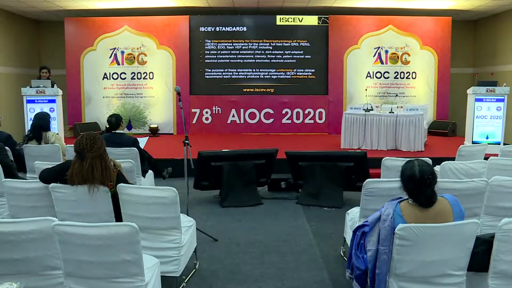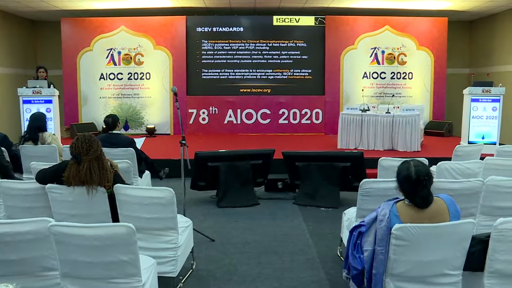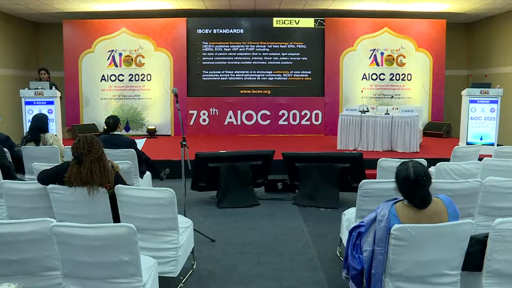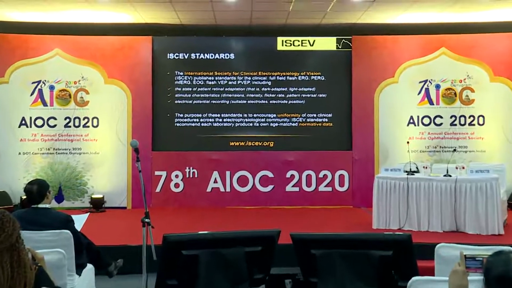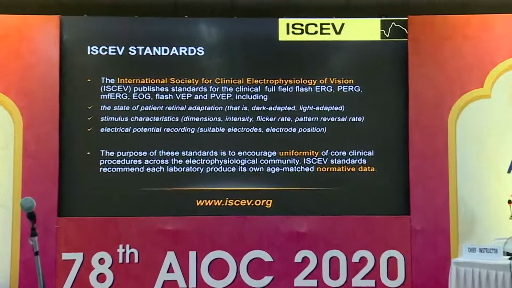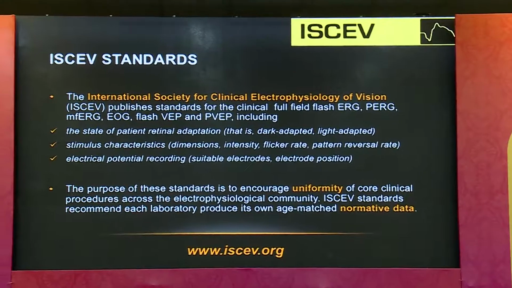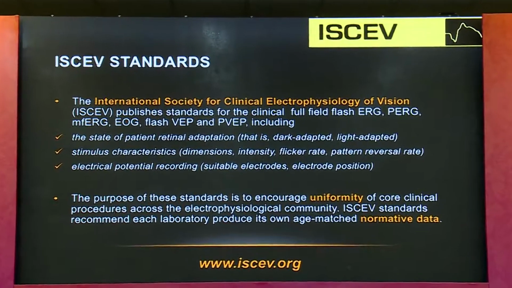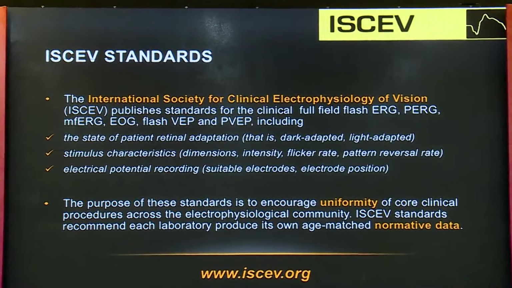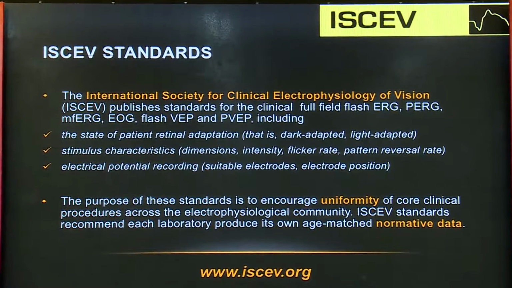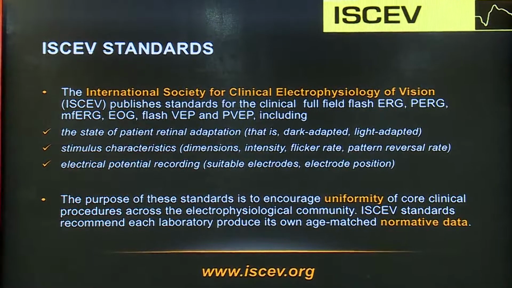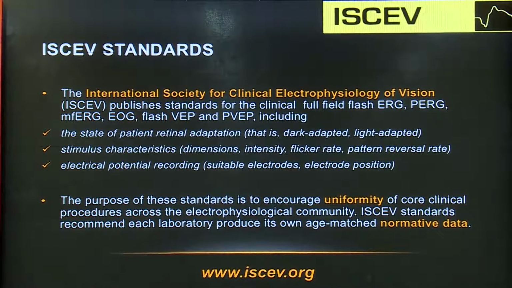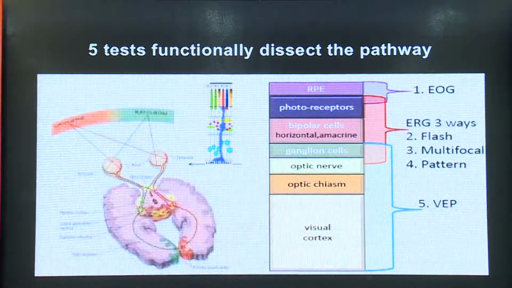Now, a word about ISCEV, the International Society for Clinical Electrophysiology of Vision. They have a website, and all these tests, the way they should be done ideally, is given free at this website. So I would recommend that everybody please go through it. So the purpose is standardization, so that there is uniformity across labs. And ISCEV also encourages that every lab should have its own normative data, which is age and sex matched, which you should do if you have just bought a machine.